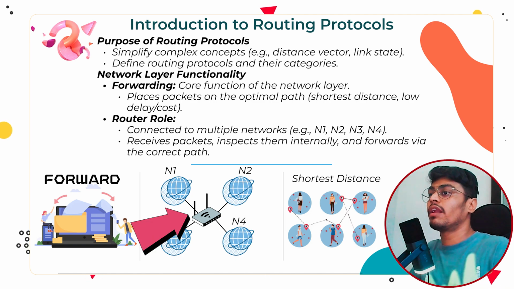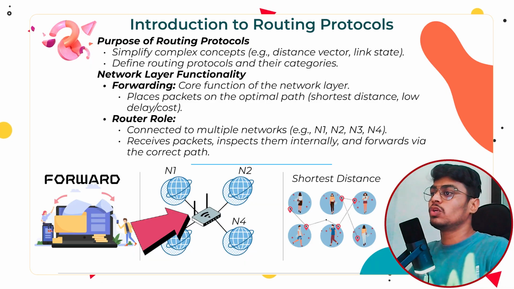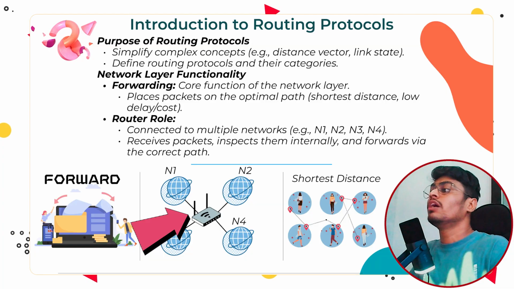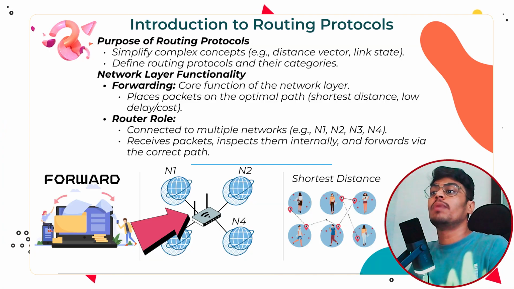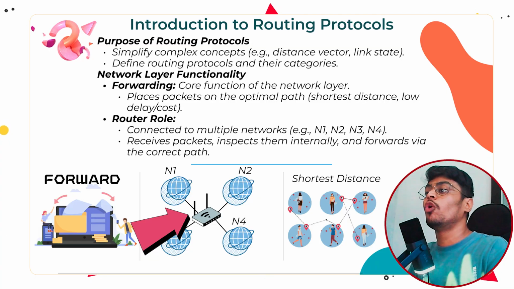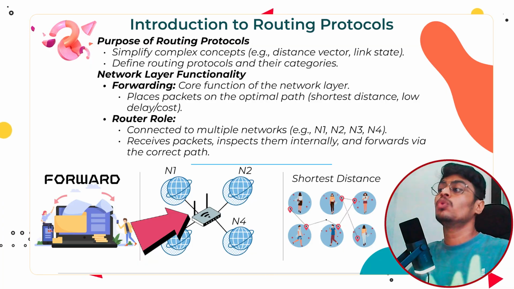The router. A router is generally connected to multiple networks. Let's say a router is connected to n1, n2, n3 and n4. Now when any packet arrives, the packet is received by the router. After receiving the packet, it will open the packet internally and send it on the right path. So how should a router find out whether to send it to n1, n2, n3 or n4? The answer is through routing tables.